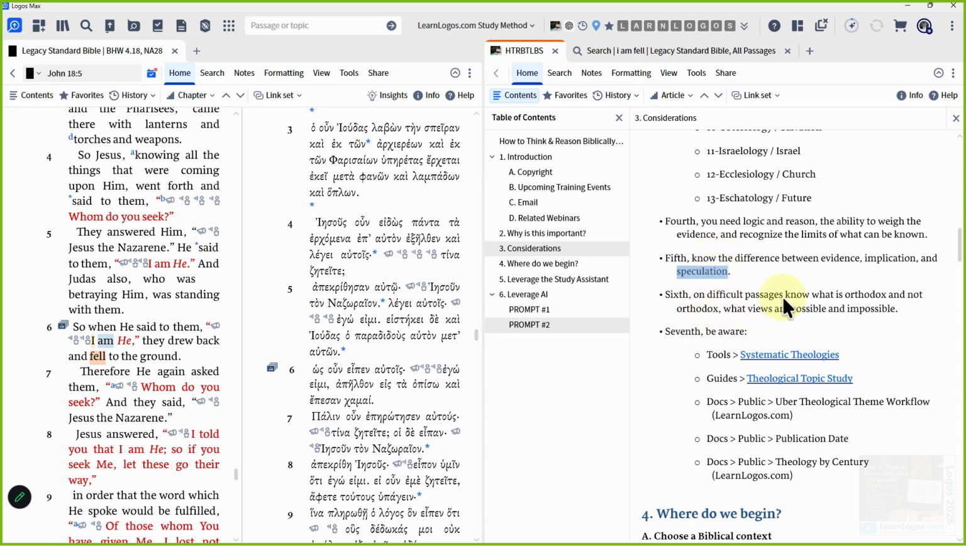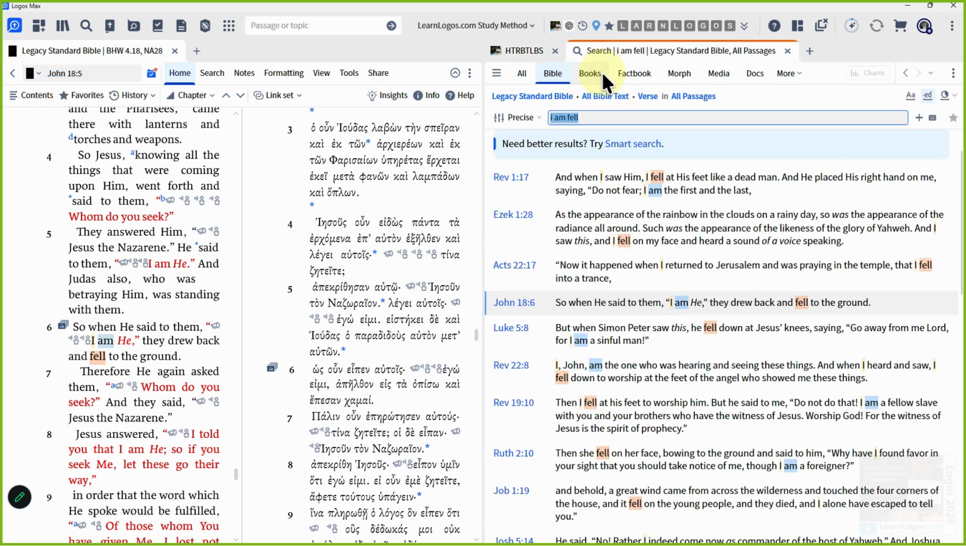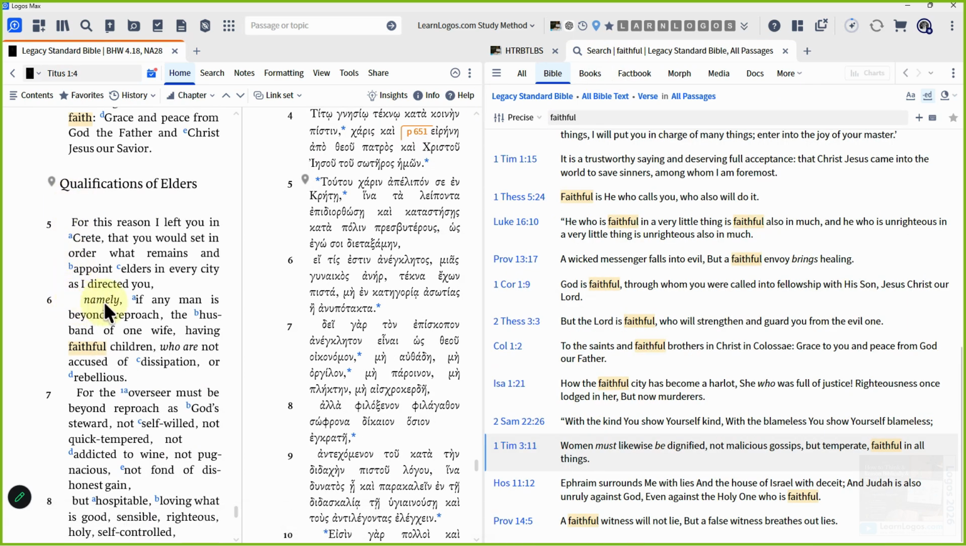Six, on difficult passages, know what is orthodox and not orthodox, what views are possible and impossible. Some passages are just difficult, but even the difficult passages, there's a range of possibilities, and those possibilities will never violate Scripture. A great example of this, and let me pull one up, Titus 1:6: if any man is beyond reproach, the husband of one wife, having faithful children.